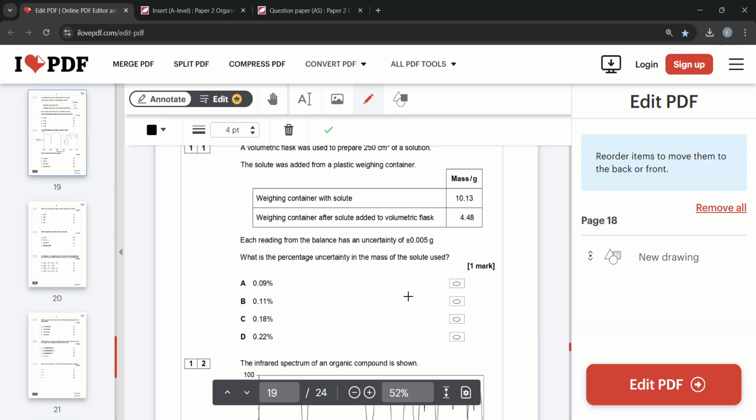10 by 100, you should get 0.09%. There's your answer. Not 0.009%. Because there are two readings, it's 0.18%, because we're going to times it by 2.